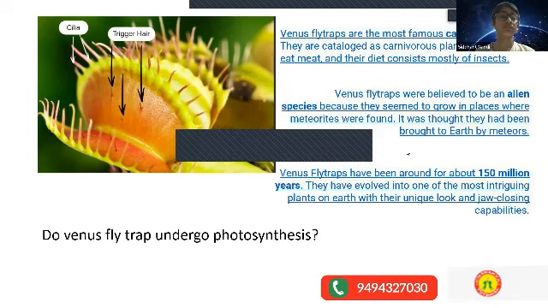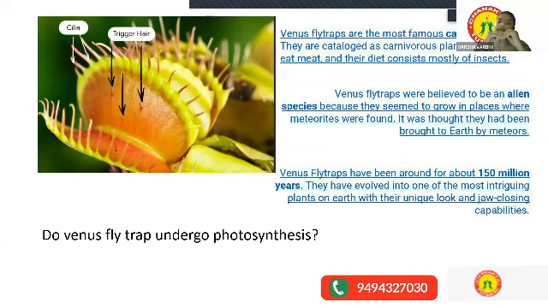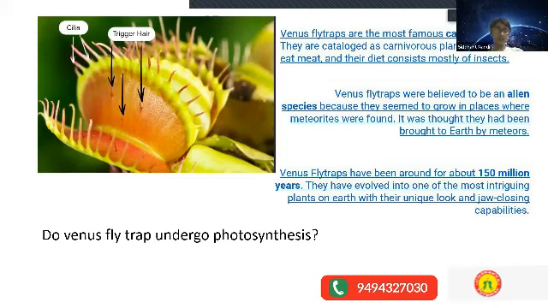Okay, so the Venus flytrap is called an alien species because they were initially found where meteorites were found. Meteorites are stones that hit the earth, alien stones coming from space. It's just a myth, because near meteorites they found the Venus flytrap, so they thought they came from the meteorites. They grow wherever the meteors were.